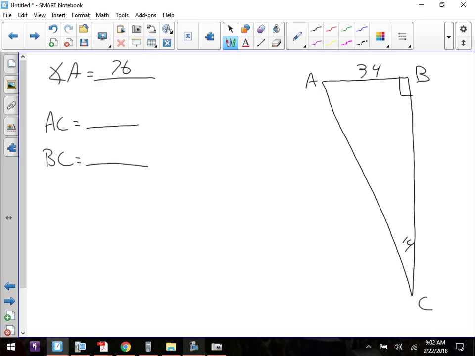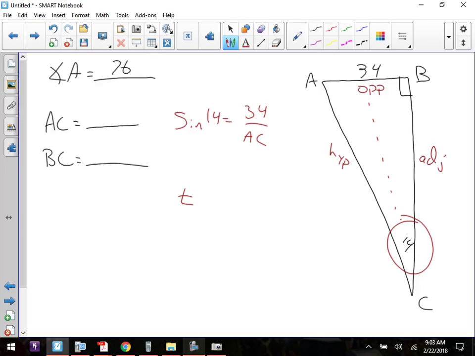So we go back to what we've been doing. Draw out your opposite, hypotenuse, and adjacent. Which two trig functions am I going to use? Well, what's the first trig function I use to find the opposite, or excuse me, the hypotenuse? Sine. And what am I going to use to find the adjacent? Very good. So to get the hypotenuse, it's going to be the sine of 14 equals 34 over, in this case, AC. And then the adjacent is the tangent, which is 34 over BC.